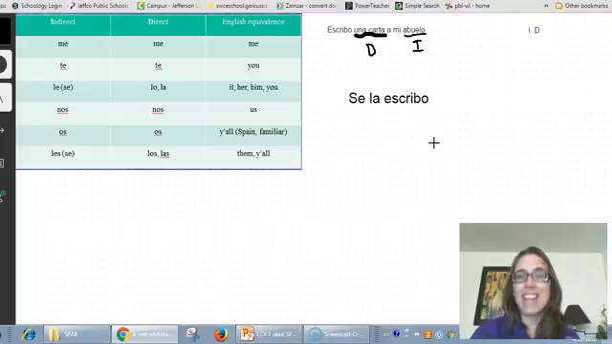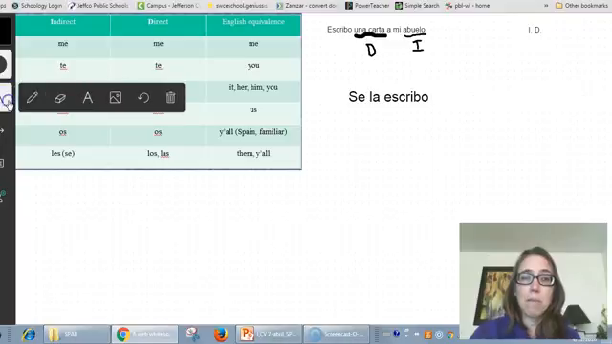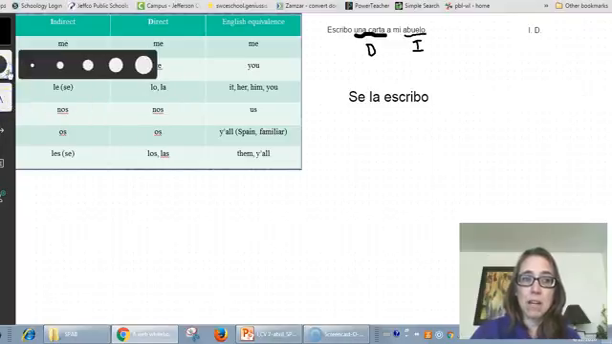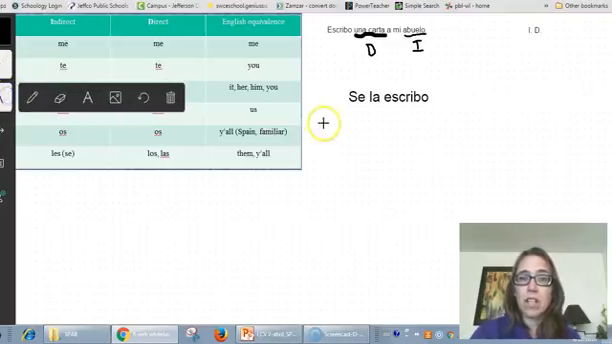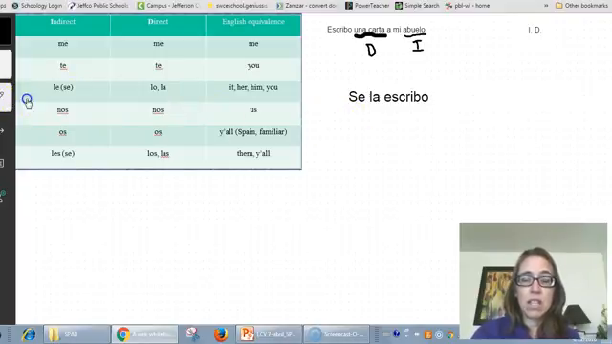Se la escribo. So remember, first identify what is the object pronoun that you want to use, that's being used in your sentence, or in the sentence that you are being given. And then make sure that you are identifying the correct pronoun. Put the I, the indirect, before the direct.